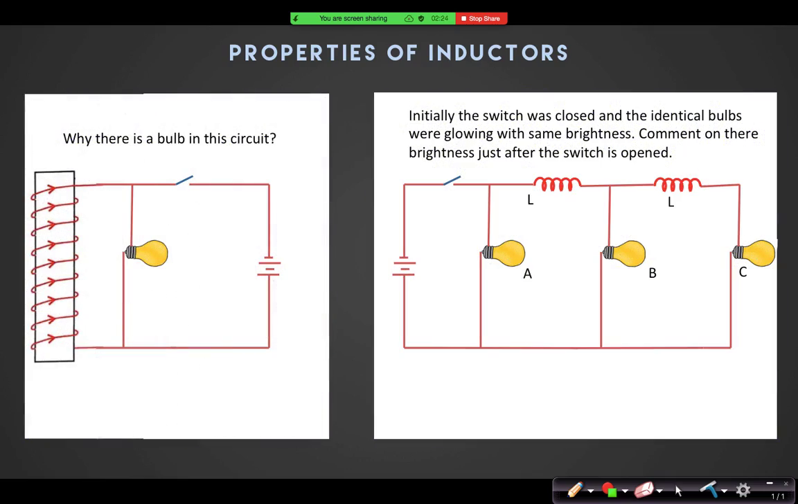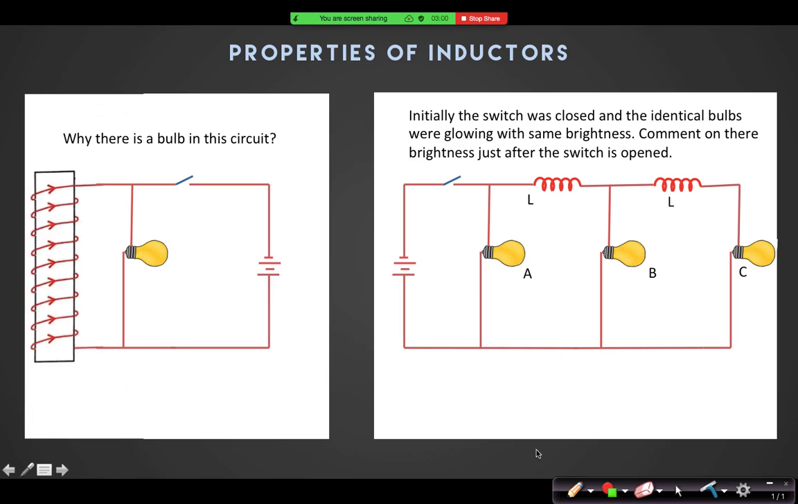I have given you two situations where we need to judge how inductors behave. The first one we have discussed already in the last class. Have you thought about the second situation? Which bulb will glow brighter and why? A will go brighter. I think A will glow the brightest, then C, then B. B and C will have the same brightness. B and C will be of the same brightness? Yes, that is the correct answer.